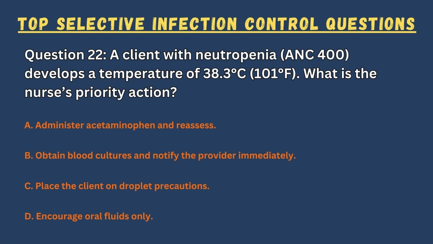Question 22. A client with neutropenia, ANC 400, develops a temperature of 38.3 degrees Celsius, 101 degrees Fahrenheit. What is the nurse's priority action? A. Administer acetaminophen and reassess. B. Obtain blood cultures and notify the provider immediately. C. Place the client on droplet precautions. D. Encourage oral fluids only.